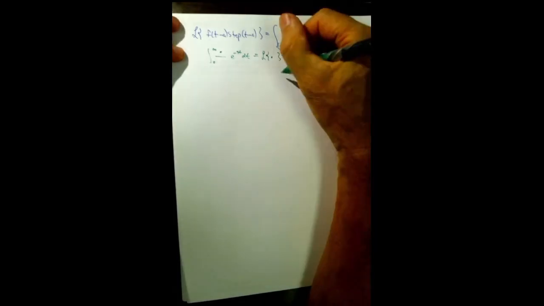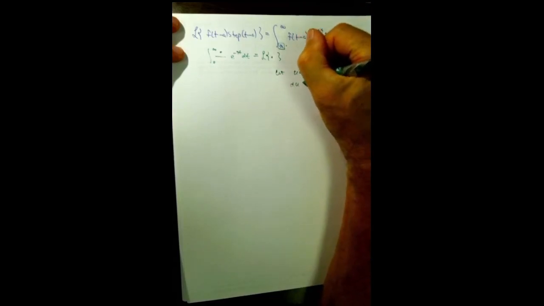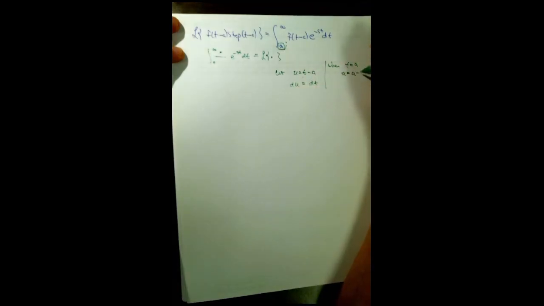I'm going to do a u substitution. If I let u equals t minus a, then du is going to equal dt. In terms of my bound, this bound here is t equals a. If I plug in t equals a, u is going to be a minus a, which is 0. I need to be careful. And as t gets big, u gets big.